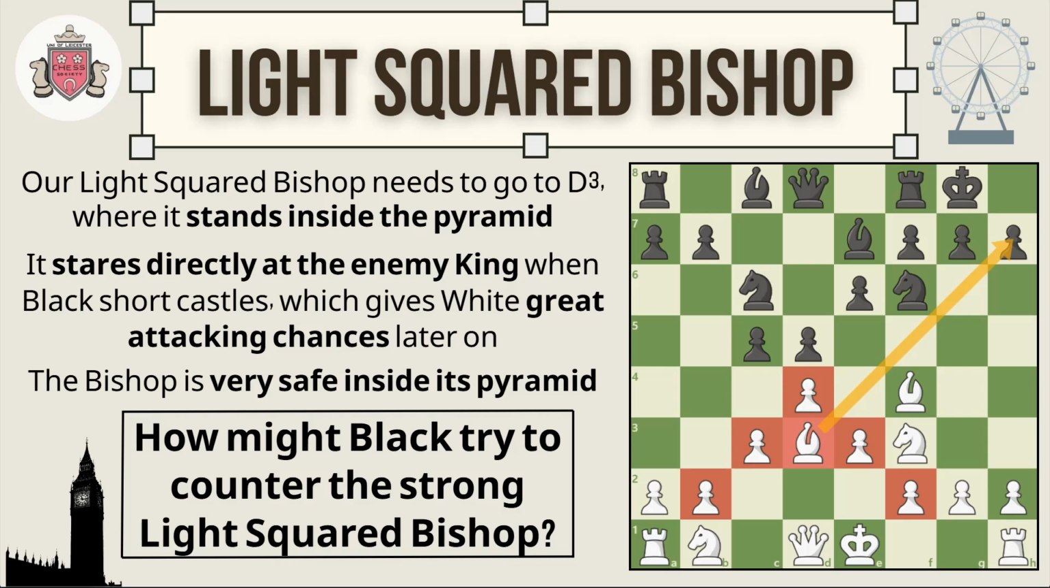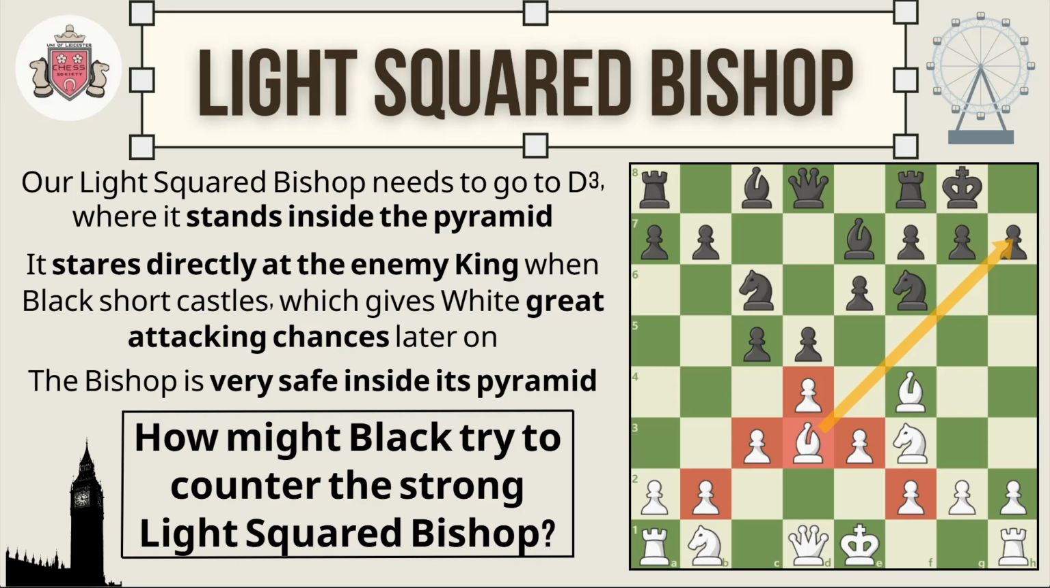And so, like I said before, everything inside the pyramid is very safe. Anything that black tries to do gets repelled away. It's sort of like a thorn, right? If you try to attack it with black, it's quite difficult for black to do so. And so the bishop inside there is very safe.